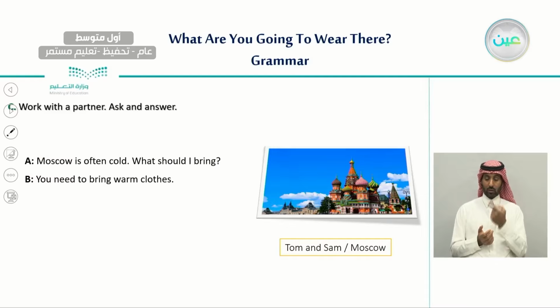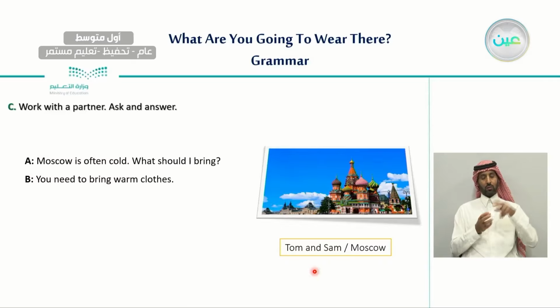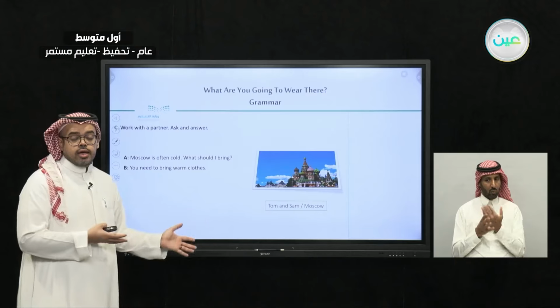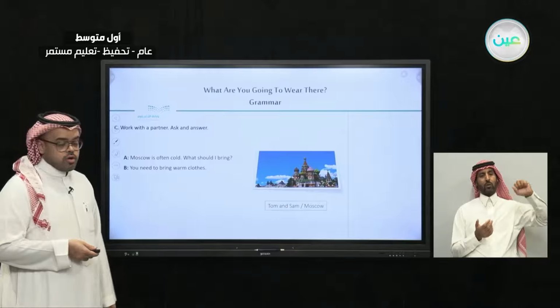So here the first picture we have is Tom and Sam from Moscow. And we can have a simple conversation like this. Moscow is often cold. What should I bring? Imagine that now you're making a conversation with the person you choose. And he would say, you need to bring warm clothes, as you're going to Moscow, which has cold weather.